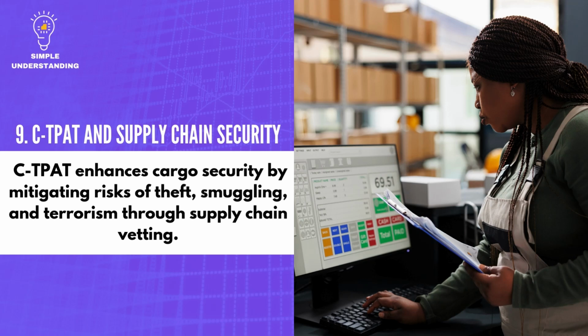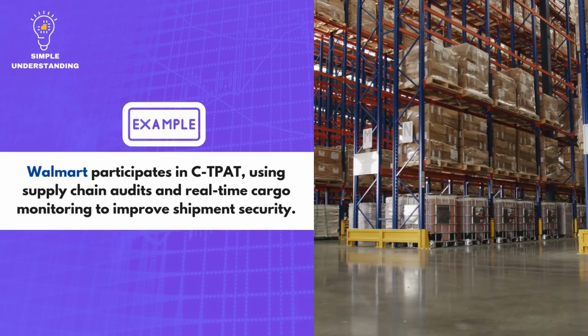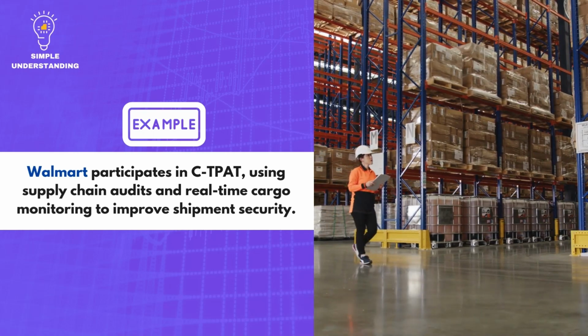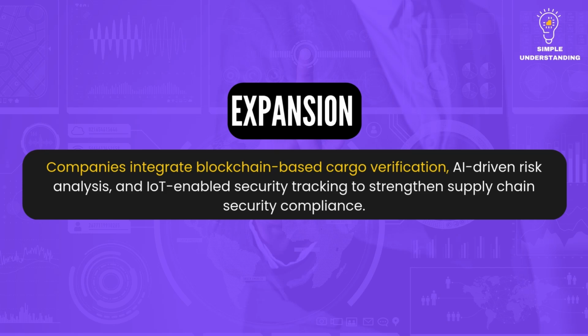Explanation: CPAT enhances cargo security by mitigating risks of theft, smuggling, and terrorism through supply chain vetting. Real company example: Walmart participates in CPAT, using supply chain audits and real-time cargo monitoring to improve shipment security. Expansion: companies integrate blockchain-based cargo verification, AI-driven risk analysis, and IoT-enabled security tracking to strengthen supply chain security compliance.